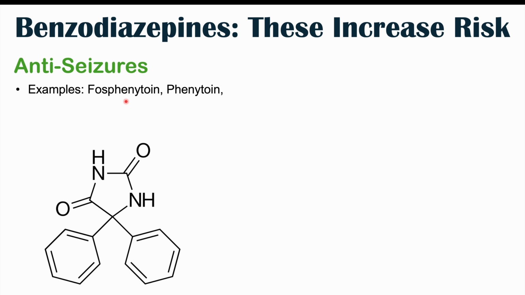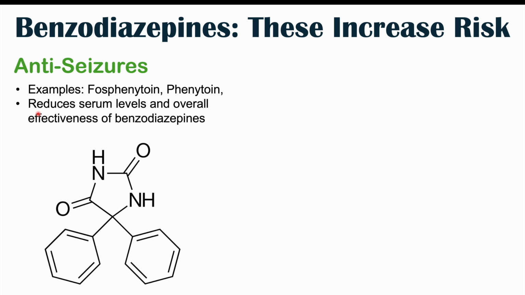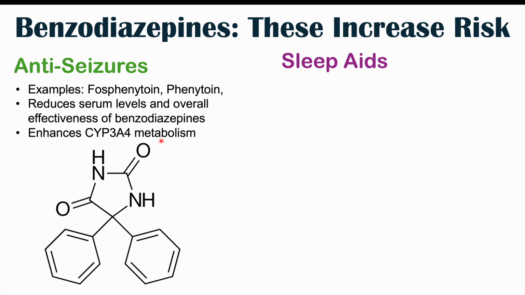Anti-seizure medications can also interact with benzodiazepines. These include fosphenytoin and phenytoin. They ultimately will reduce serum levels and overall effectiveness of benzodiazepines because they generally enhance CYP3A4 metabolism. So they're enhancing that particular enzyme's activity, and that enzyme is going to metabolize more benzodiazepine and lower serum levels of the benzodiazepine, so it's going to have less effect. Patients may be looking for a particular anti-anxiety effect, for instance, but they may not get that effect at that particular dose if they're also taking anti-seizure medications like phenytoin.